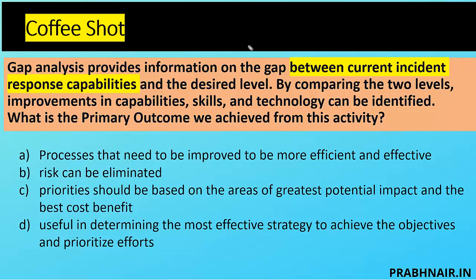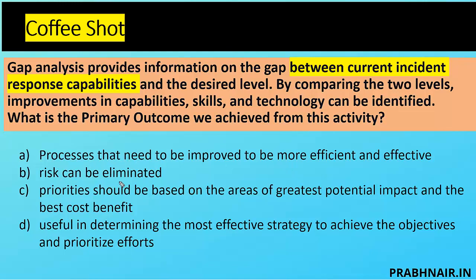So gap analysis provides information on the gap between current incident and response capability and the desired level. By comparing the two levels, improvement in the capability, skill, and technology can be identified. So what is the primary outcome we achieve from this activity? Option A, processes that need to be improved to be more effective and efficient. Makes sense. Second is risk can be eliminated.